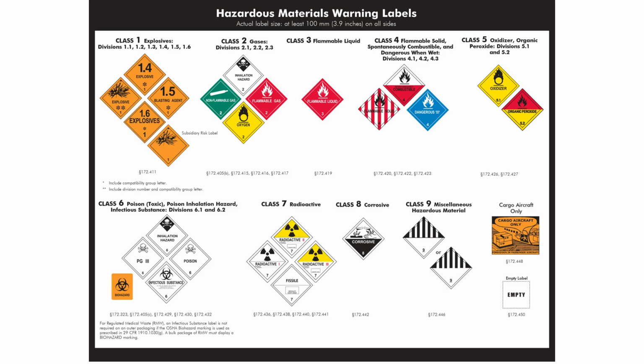Class 1 is explosives. Class 2 is gases. Class 3 is flammable liquids. Class 4 is flammable solids, spontaneously combustible and dangerous when wet. Class 5 is oxidizers and organic peroxides. Class 6 is poison, toxic, poison inhalation, and infectious substances. Class 7 is radioactive. Class 8 is corrosive. Class 9 is miscellaneous.